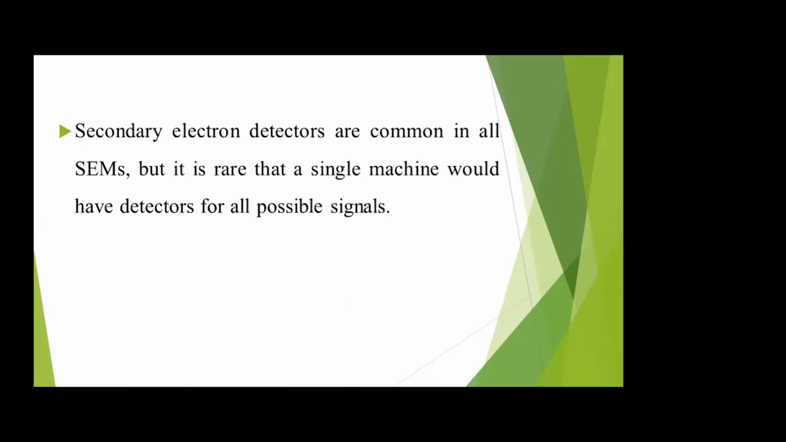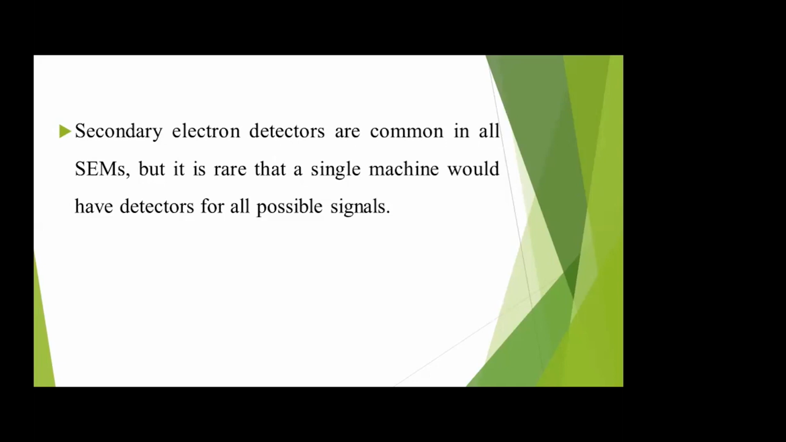Out of all these signals, secondary electrons are most important. A major portion of the signals generated when the electron beam falls on the specimen are secondary electrons. So in all scanning electron microscopes, secondary electron detectors are common.